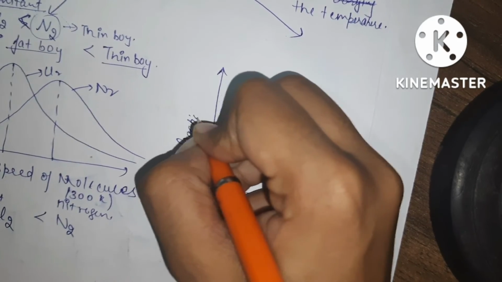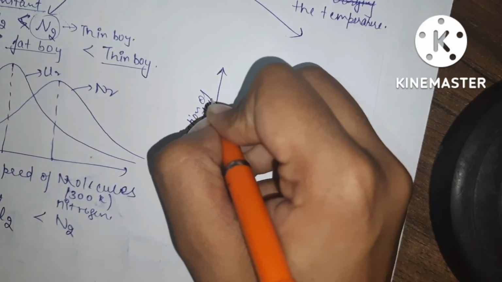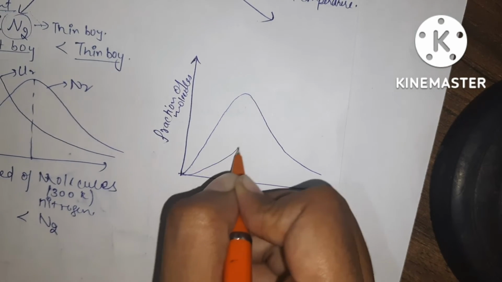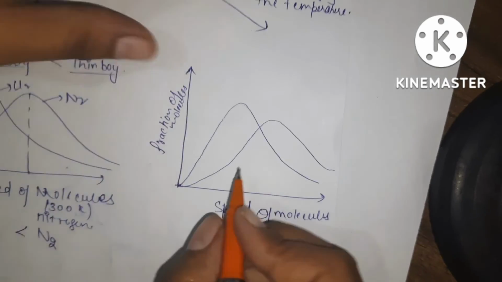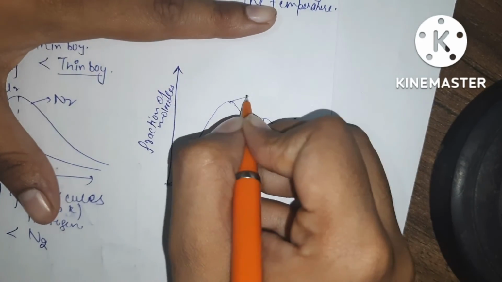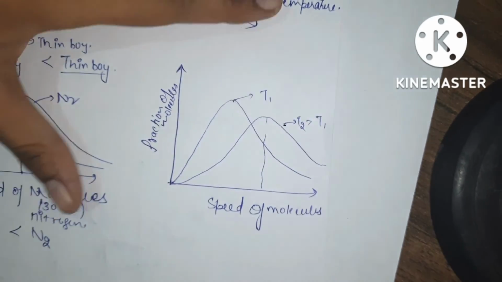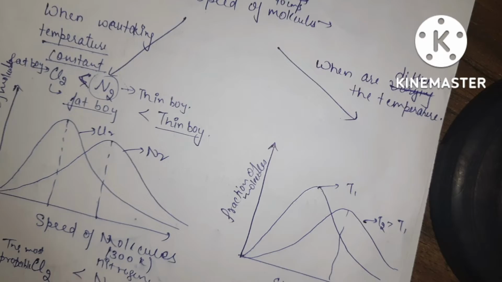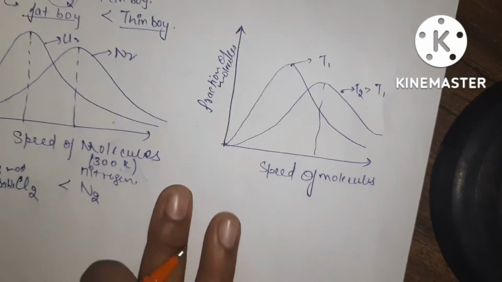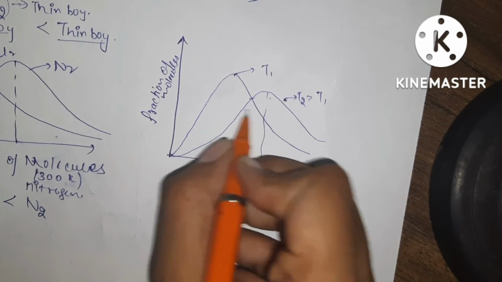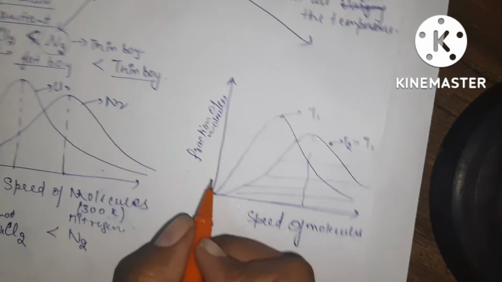So on the graph of speed of molecules versus fraction of molecules, at temperature T2 the speed will increase, and at temperature T1 the speed will decrease, because as the temperature increases, the speed of the molecules increases. One thing you must remember: if the temperature increases, the curve must get broadened, meaning the curve gets broader.